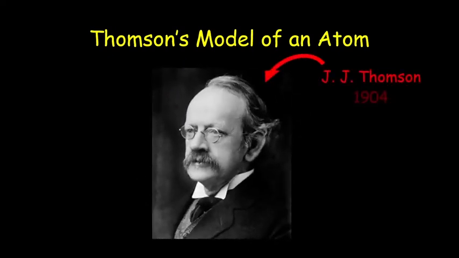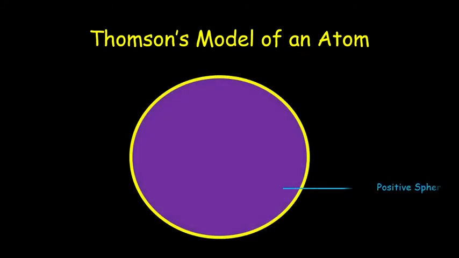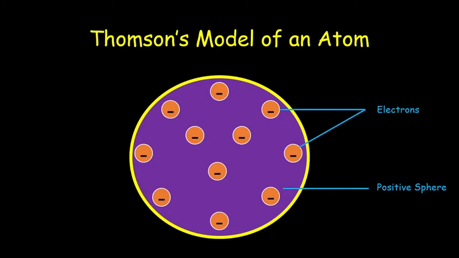The Thomson's model of an atom was presented by this guy, J.J. Thomson, in 1904. It consists of a positively charged sphere with negatively charged electrons embedded at intervals in this positively charged sphere.